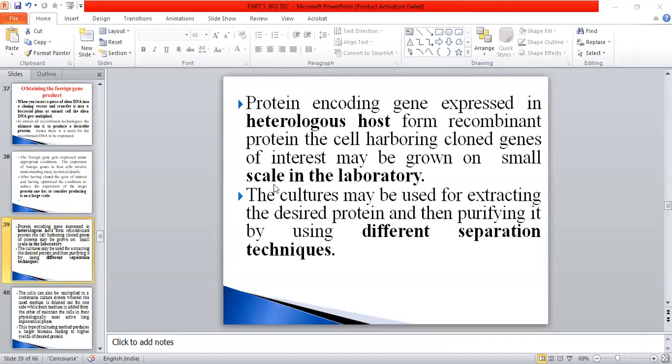See that. So, large scale in the lab, the culture may be used for extraction of the desired protein, and then purification by using different separation techniques, which we already discussed. The protein-encoding genes are expressed in heterologous hosts. We already discussed these things also.